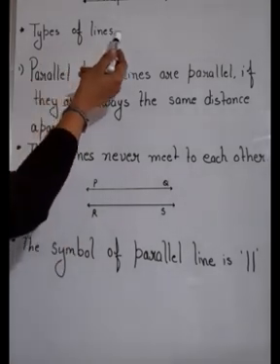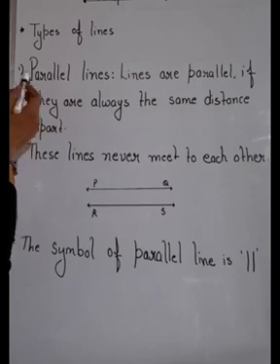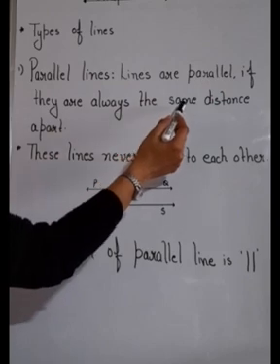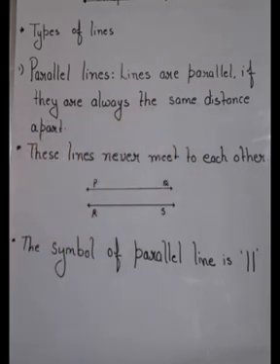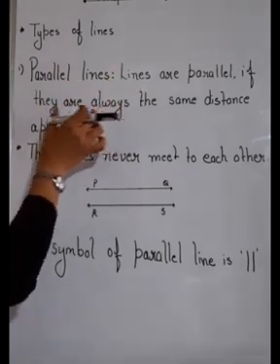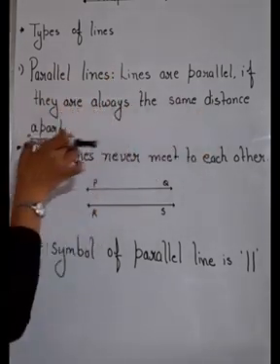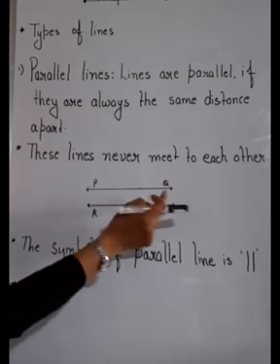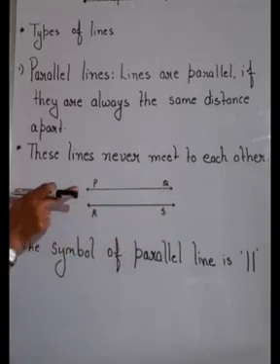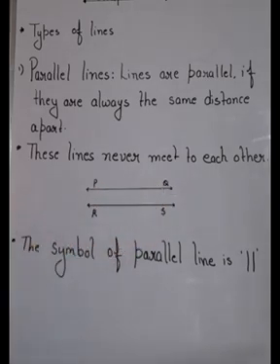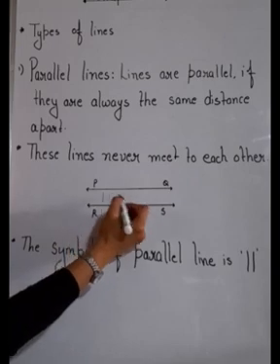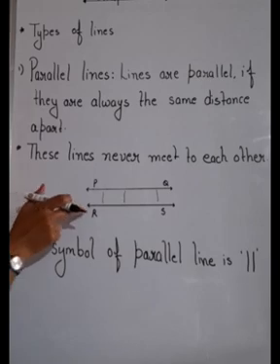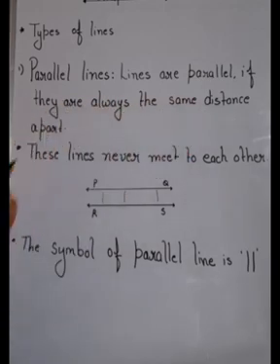Next, we are having types of lines. Okay, so your first line is your parallel lines. Lines are parallel if they are always at the same distance apart. Okay, so 2 lines are said to be parallel if they are always the same distance apart. Okay, so here I have drawn 2 lines. Why these are lines? Because I have made arrow on both the sides. Okay, so I have drawn 2 lines. You can see the distance between them is same. Okay, from here also, and from here also. So these 2 lines are parallel when they are always the same distance apart.